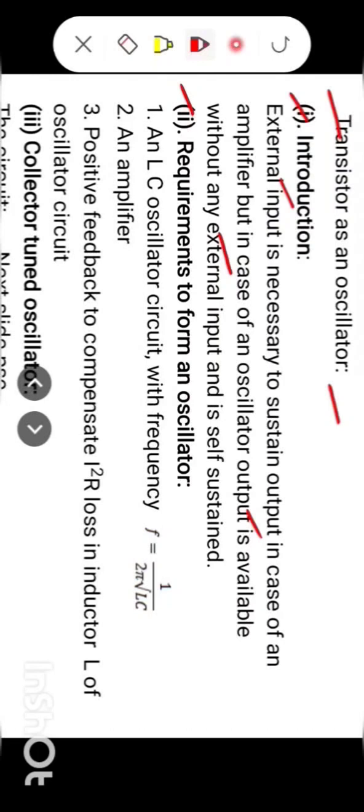Second point, requirements to form an oscillator. So what are the requirements to form an oscillator? First, we need an LC oscillator circuit with frequency given by the formula f equal to 1 by 2 pi root LC. Second, we need an amplifier. Third, positive feedback to compensate the I square R loss in inductor L of the oscillator circuit. So these are the three basic requirements to form an oscillator.